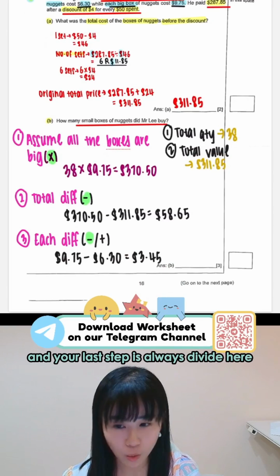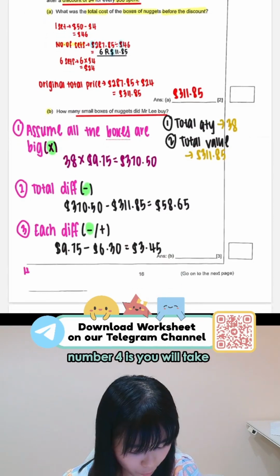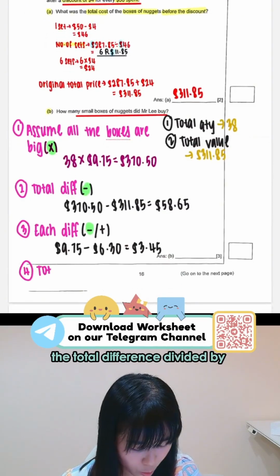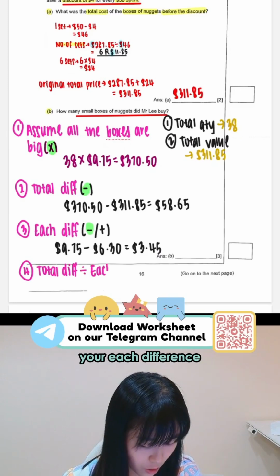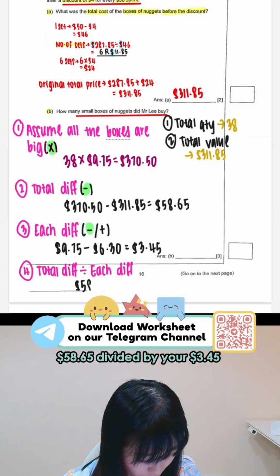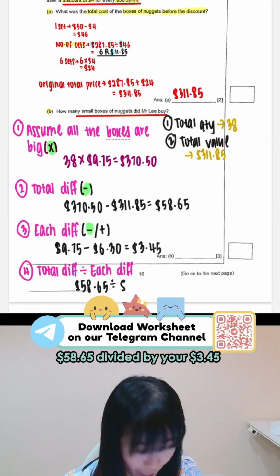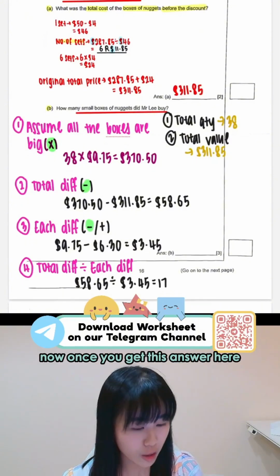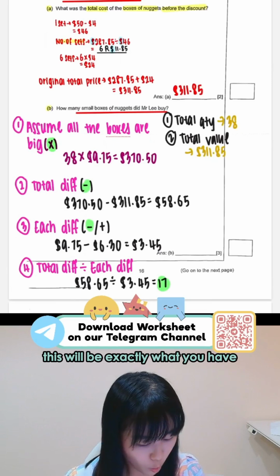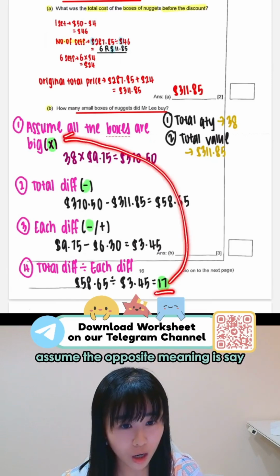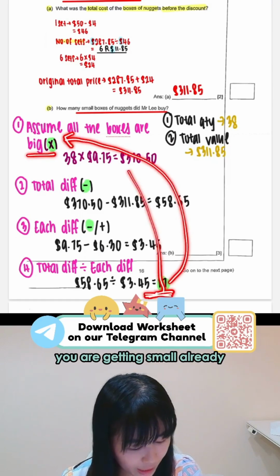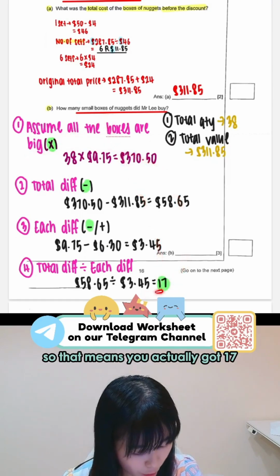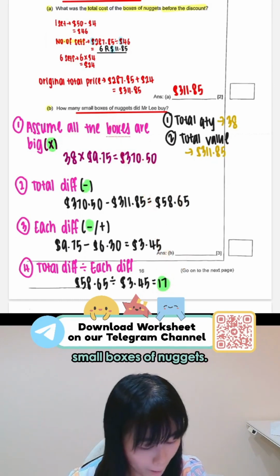And your last step is always a divide. Number 4, you will take the total difference divided by your each difference. 58.65 divided by 3.45, and you will get 17. Now once you get this answer, this will be exactly what you have assumed the opposite of. Meaning if you assume big, here you are getting small already. So that means you actually got 17 small boxes of nuggets.